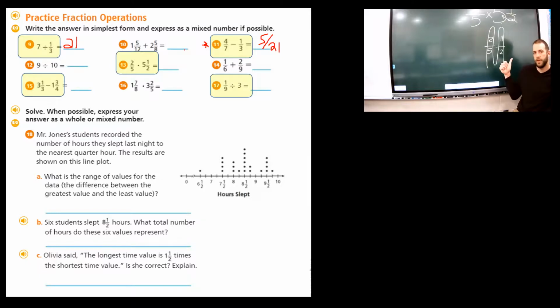Now we just multiply across. Do I flip? No. Why do I not flip? Because it was already in multiplication. You only flip when you're turning from division and you want it to be multiplication. 2 times 11. Oh, wait.